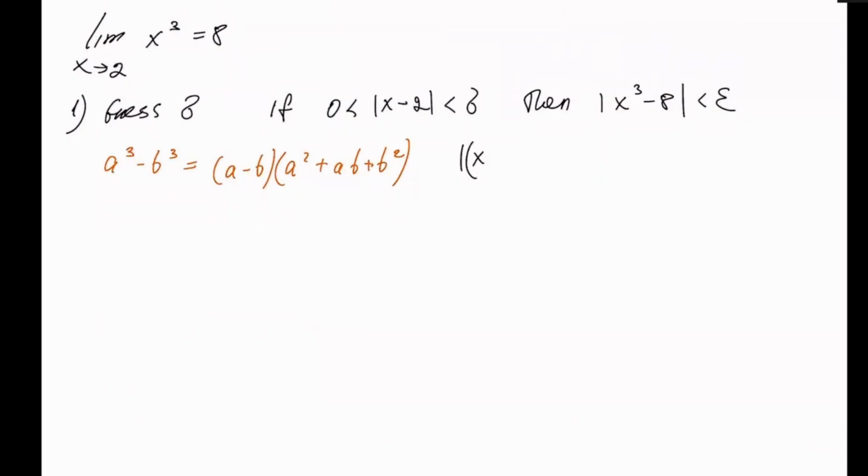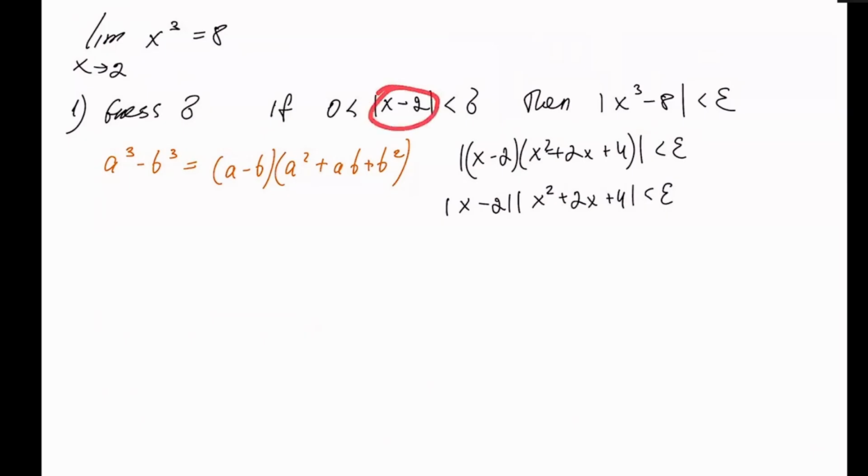|x - 2||x squared + 2x + 4| < epsilon. So now let me break that down into two absolute values. I have |x - 2|, and another one is |x squared + 2x + 4| < epsilon. Okay, so now notice that this |x - 2| in the if statement is the same as in the then statement. So this would be controlled by delta being written in terms of epsilon, but this part should be controlled by guessing some other value of delta.